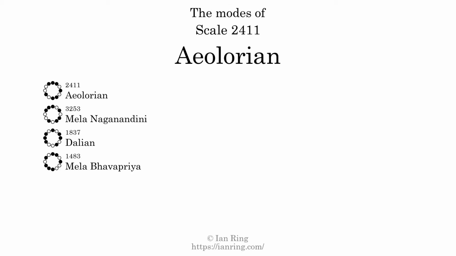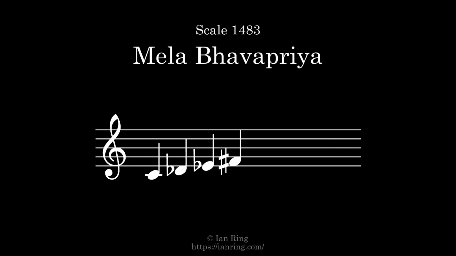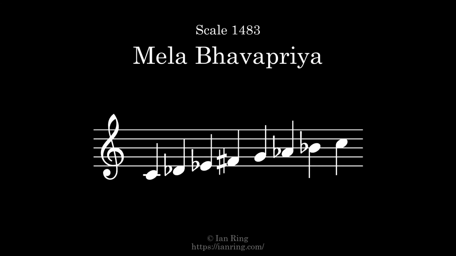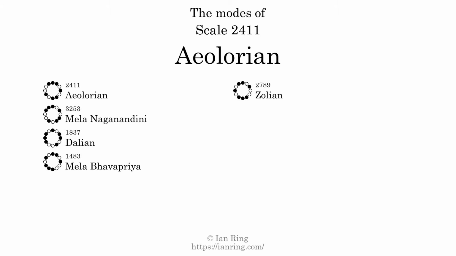The fourth mode is scale 1483, also known as Mila-Bavapriya. It sounds like this. The fifth mode is scale 2789, also known as Aeolorian. It sounds like this.